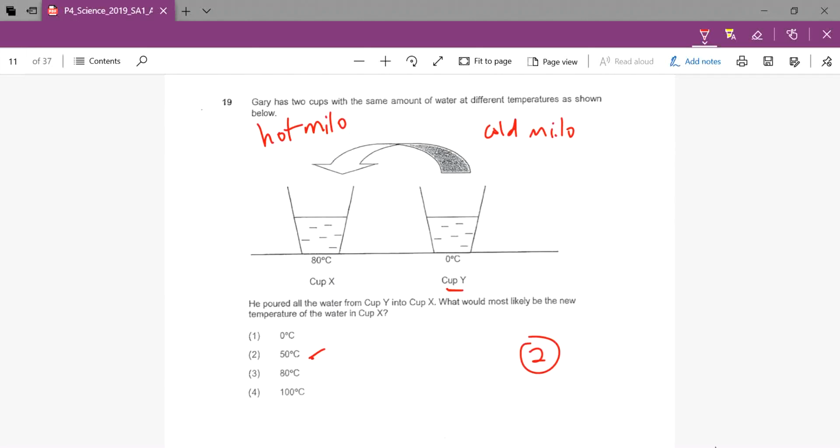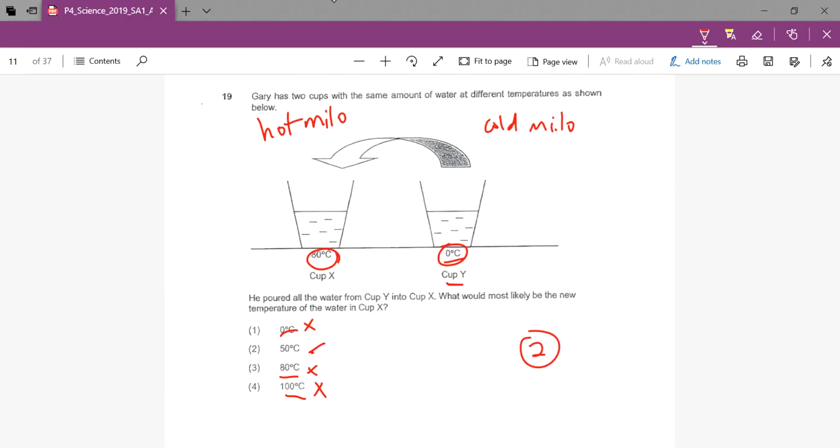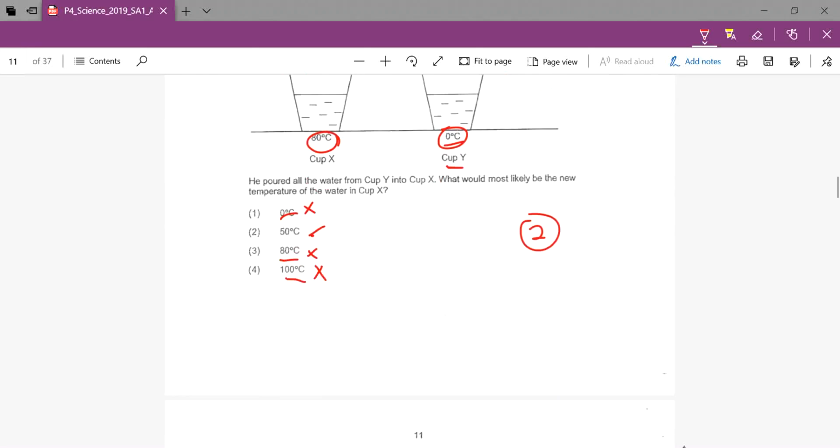So same logic. If you have 0 degrees Celsius water in cup Y and water in cup X at 80 degrees Celsius, I'm definitely not going to get 100, more than that, right? I'm not going to get 80 anymore. I'm also not going to get 0 degrees Celsius, because there's something hotter that is being added to it. So answer, it can be 40, 50, 60, whatever in between, as long as it's in between, and it's a reasonable degree also. They have made the question very easy by giving you 3 options that are very obvious. 1, 3, 4, very obvious are not correct.